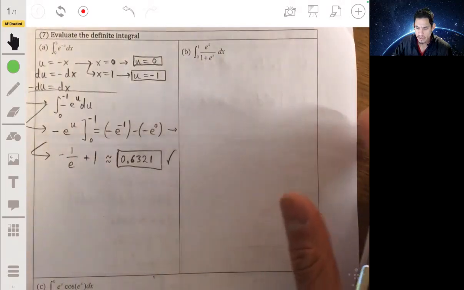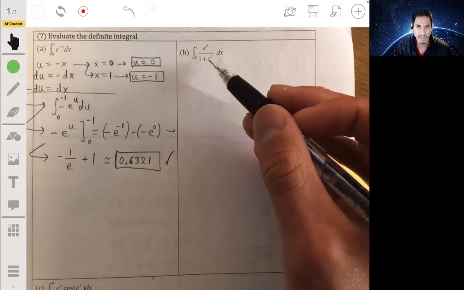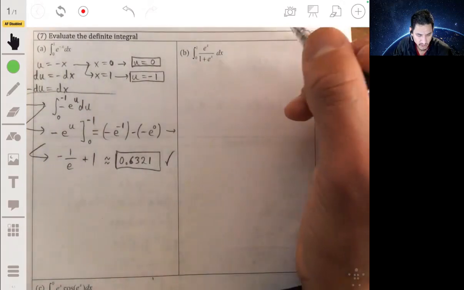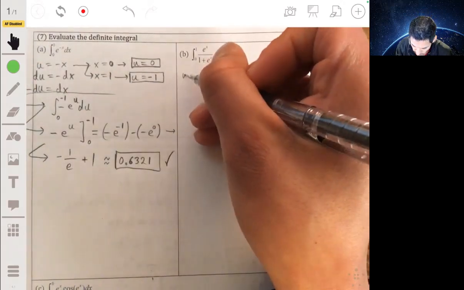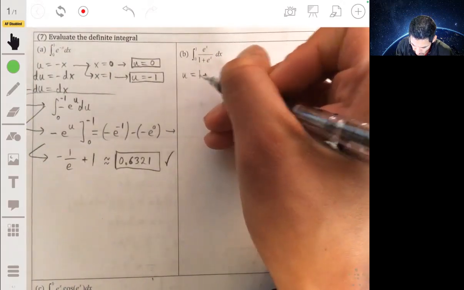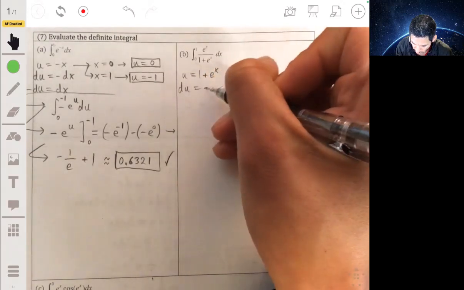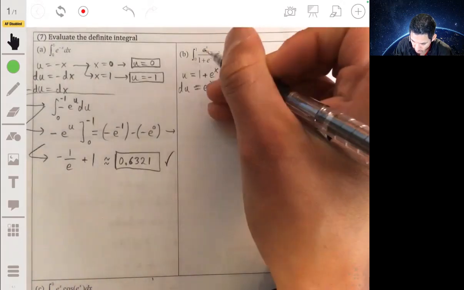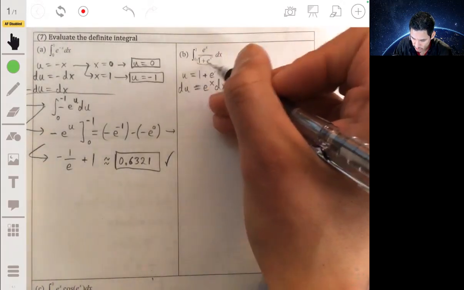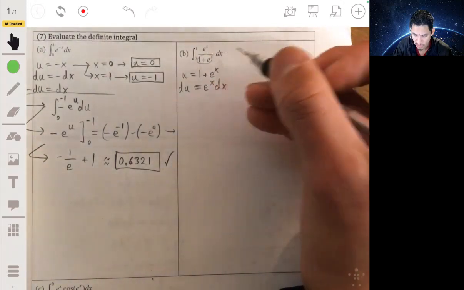All right, problem B, we got the integral from 0 to 1 of e to the x over 1 plus e to the x dx. So we're going to make u equal to 1 plus e to the x. Then du will simply be e to the x dx. And that's exactly what we got left over, because this is our u, and what we got left over is e to the x times dx. So it works out perfectly.